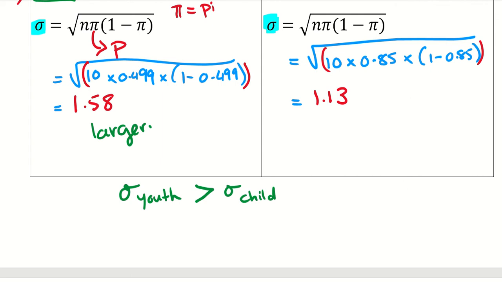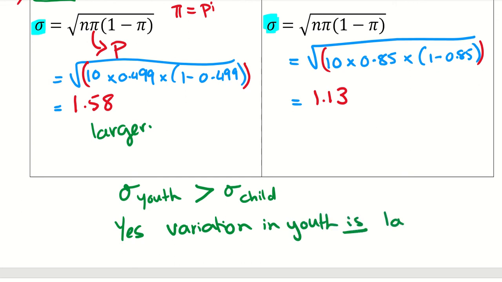And so we want to say yes, the variation in the youth is larger or greater than the variation in children. Okay.